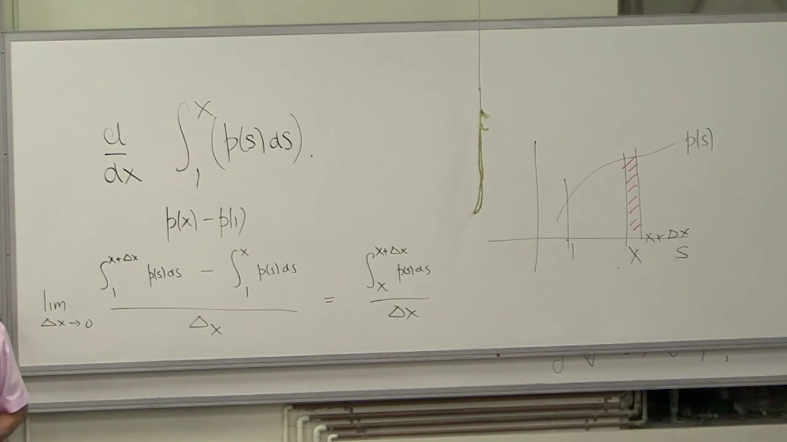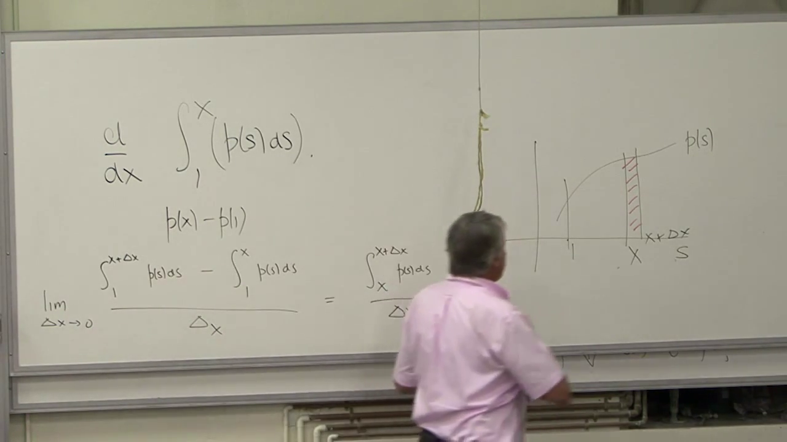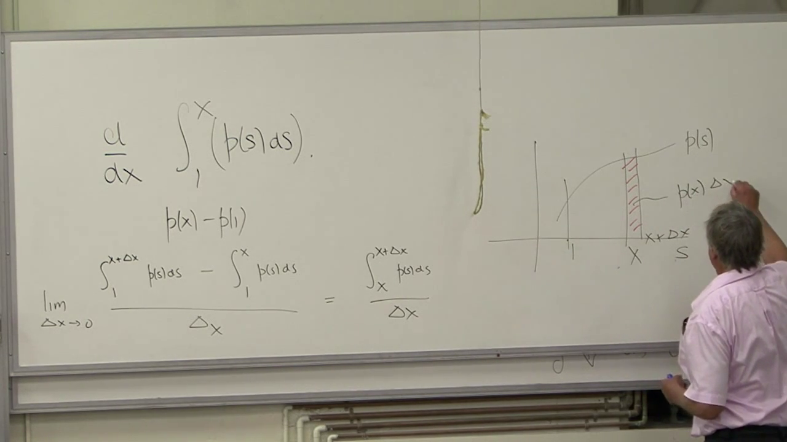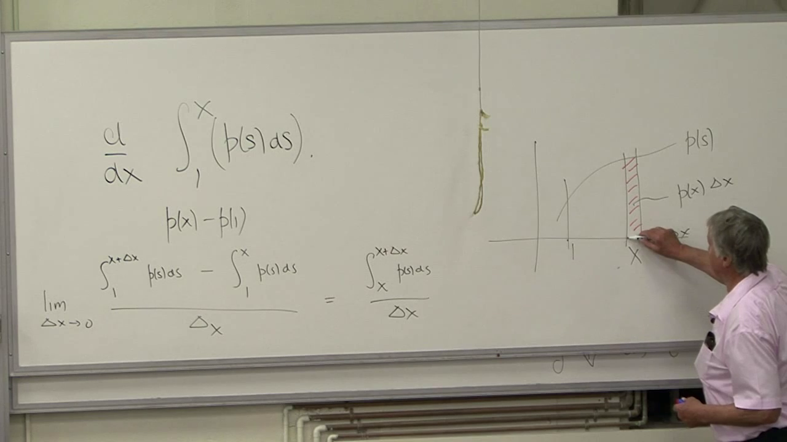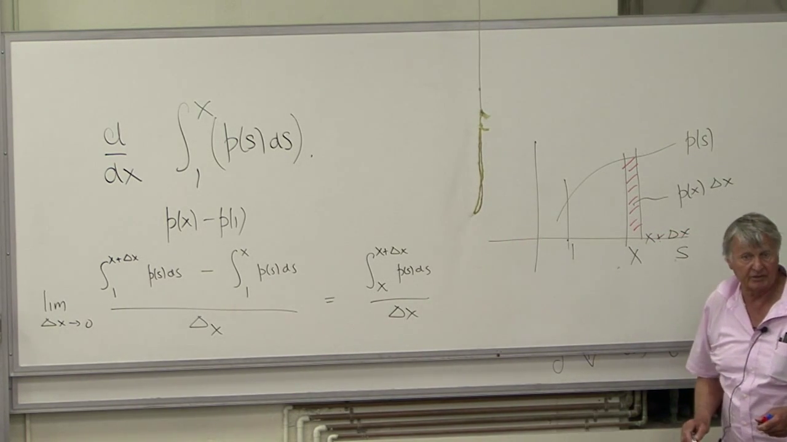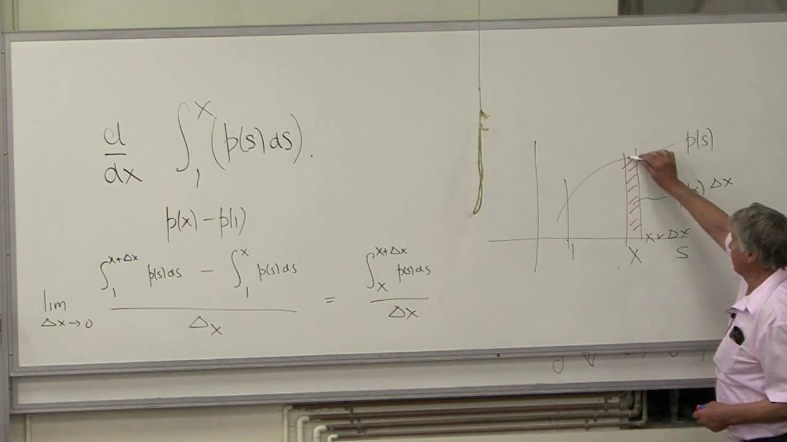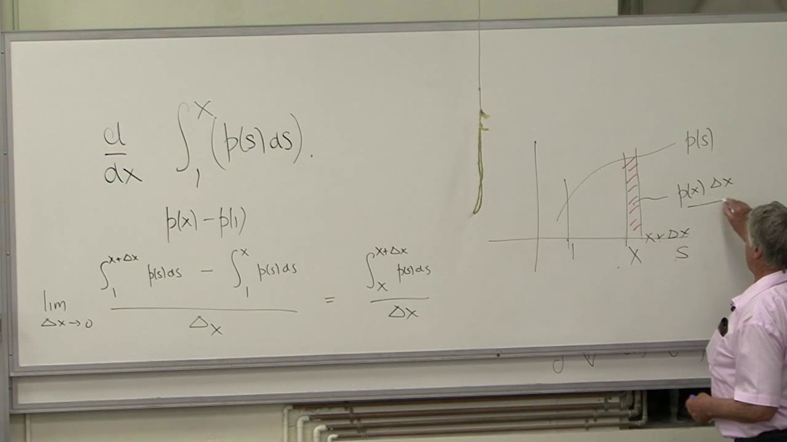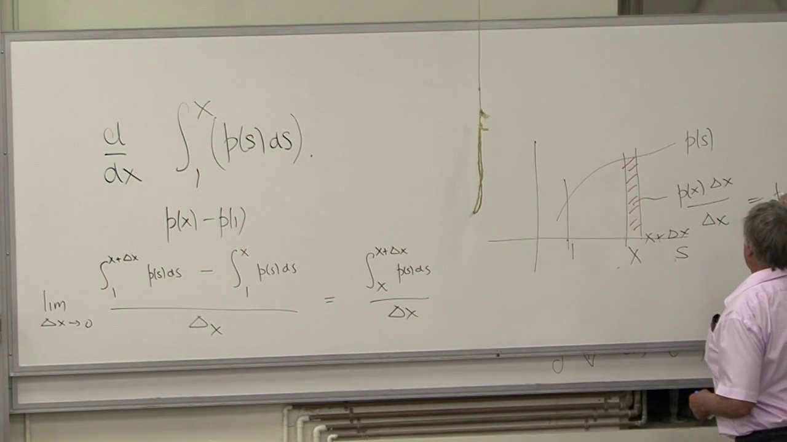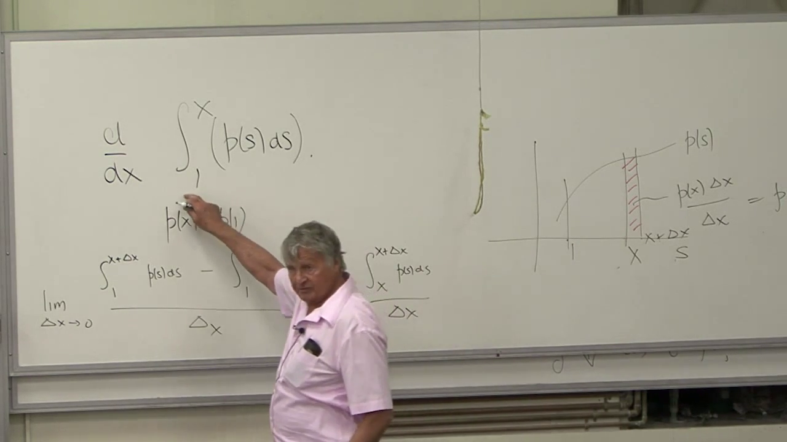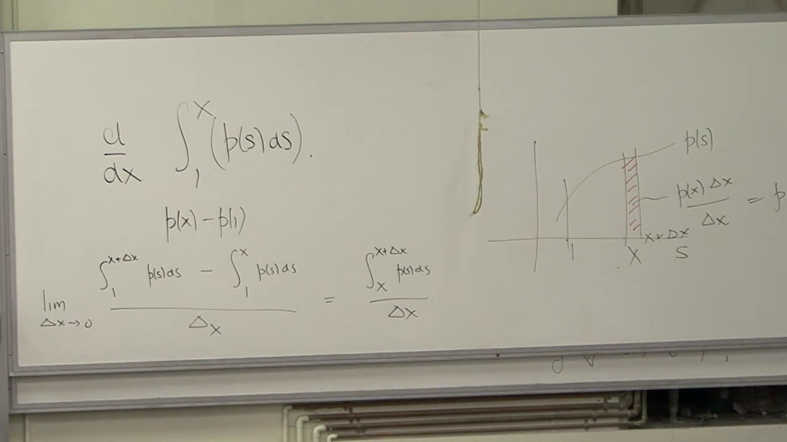Okay? But this area here is roughly p of x times delta x. It's the value of p here, which is almost the same as the value of p here. We're talking about continuous functions. So this area is roughly that times this. And then when I divide by delta x, I just get p of x. Because the 1 was a constant, it doesn't come into the answer.